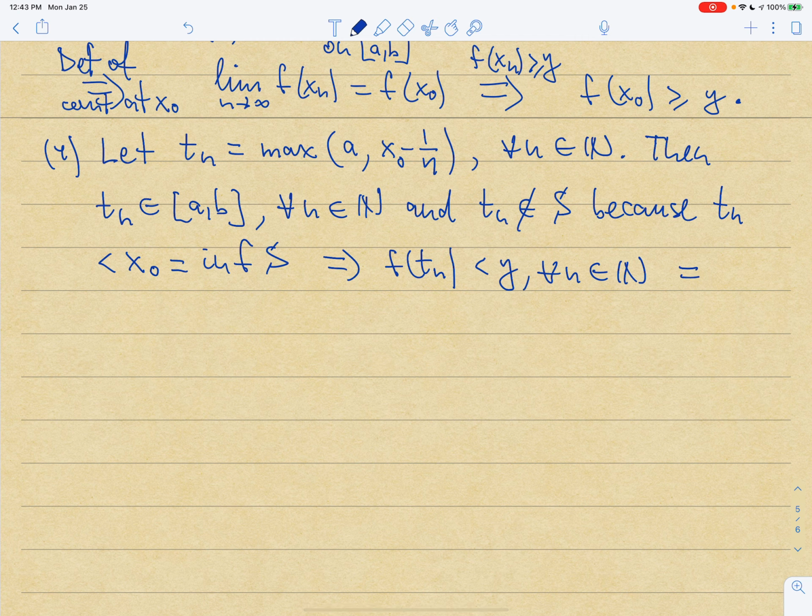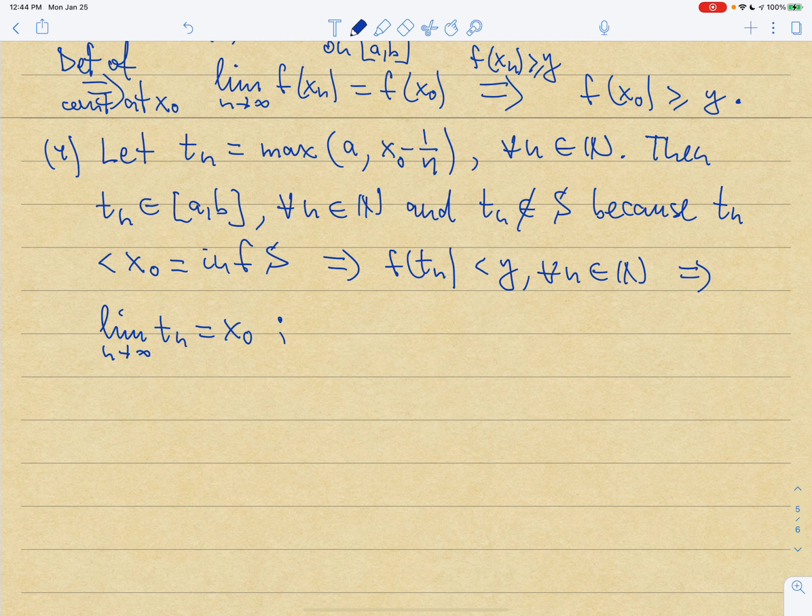All right. And so then, what do we know? We know, just like in the previous example, right? Tn is a maximum of a and x0 minus 1 over n. So as n goes to infinity, then Tn should get closer and closer to x0, right? And so let's write this down. Then the limit as n goes to infinity of Tn must be equal to x0.